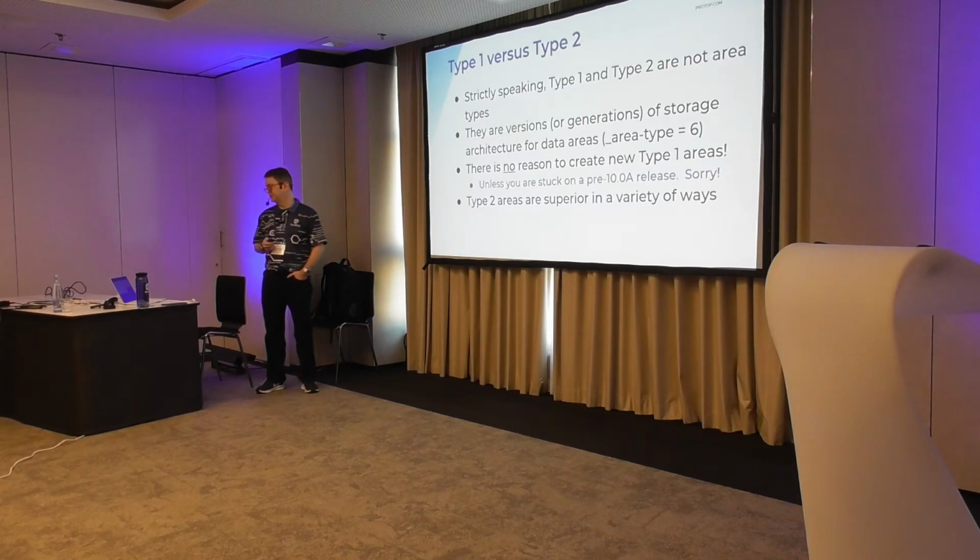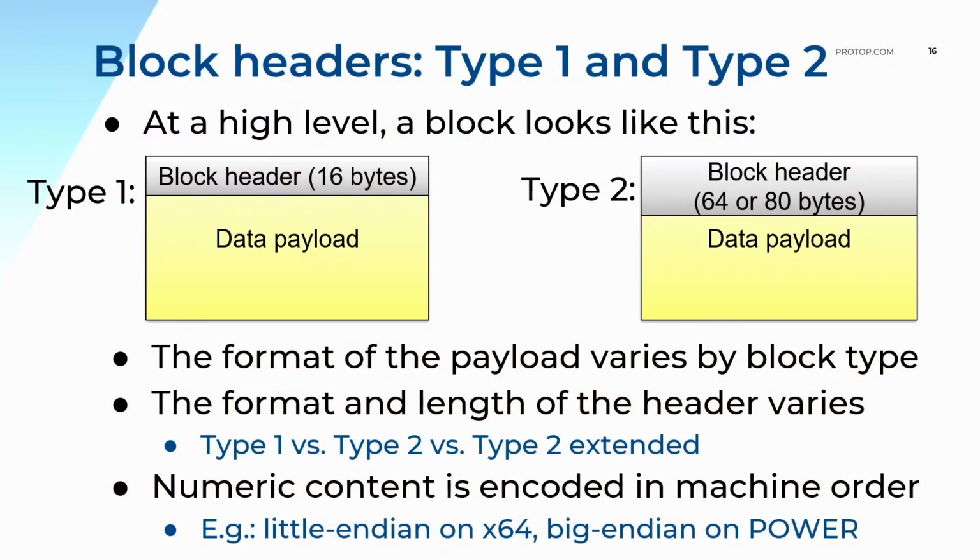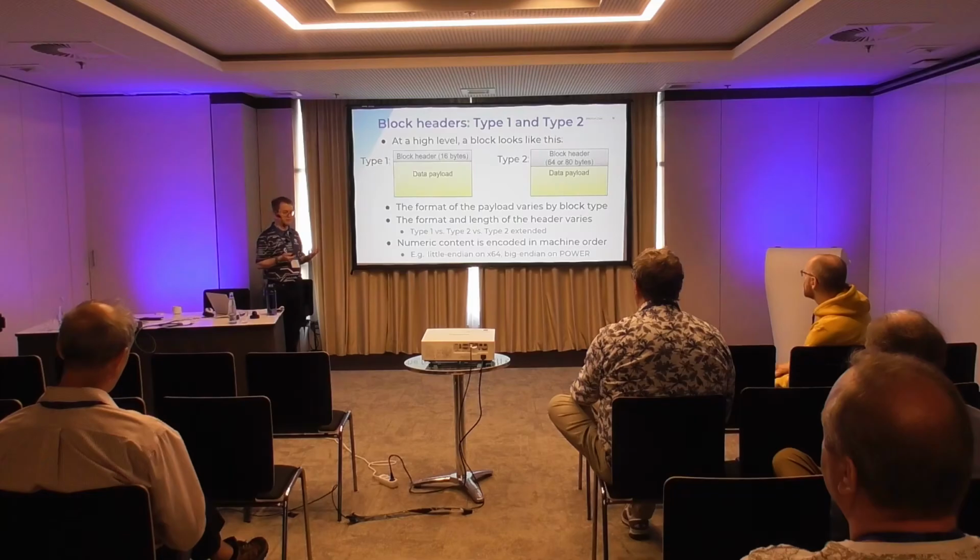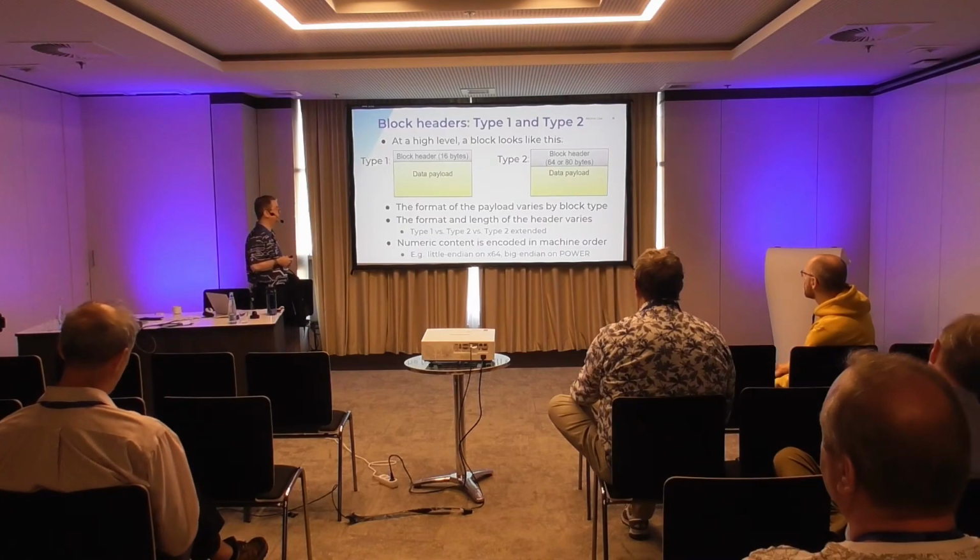So at a high level, a block looks like this. Every block has some common structure that we call the block header, and based on whether the architecture of the area is type 1 or type 2, that determines the header size. In type 1 areas, we just have a small header, 16 bytes. In type 2, they're larger. They're a minimum of 64 bytes, and in some cases, 80. And there's even an exception to that I might talk about later.